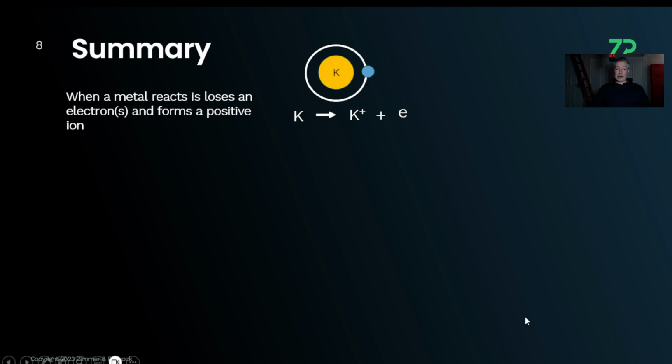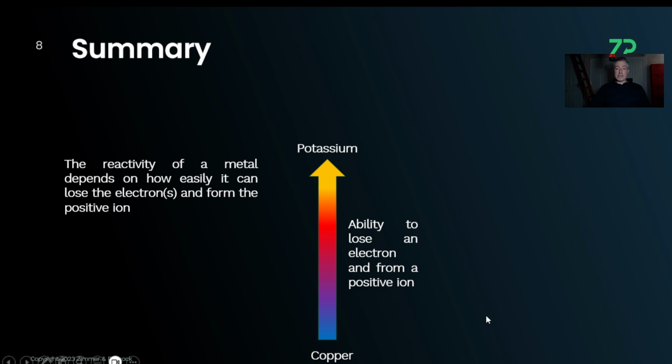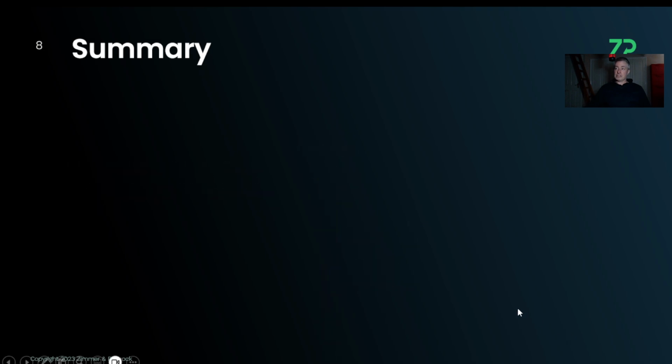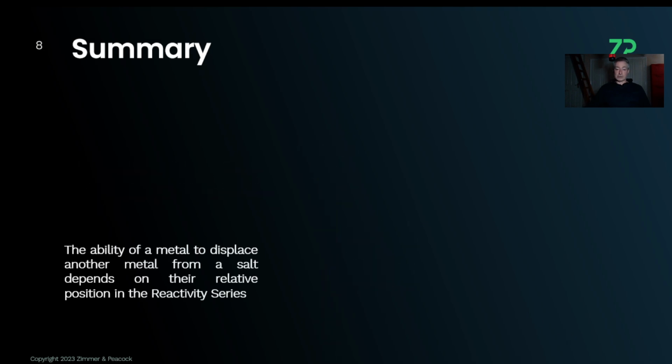So in summary, when a metal reacts, it loses an electron to form a positive ion. The ability to lose that electron is predicted by the reactivity series, with potassium being the most reactive and the most likely to form a positive ion and give up an electron, with copper least reactive, with the least ability to form a positive ion and give up electrons. And then we can use the reactivity series to predict whether one metal can displace another metal from its salt. So we'd use the example of copper sulfate. Magnesium is higher in the reactivity series, and so it can displace copper from its salt, and we'll get pure copper in that particular case.